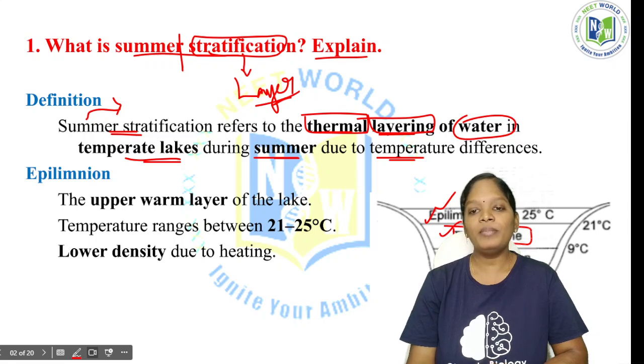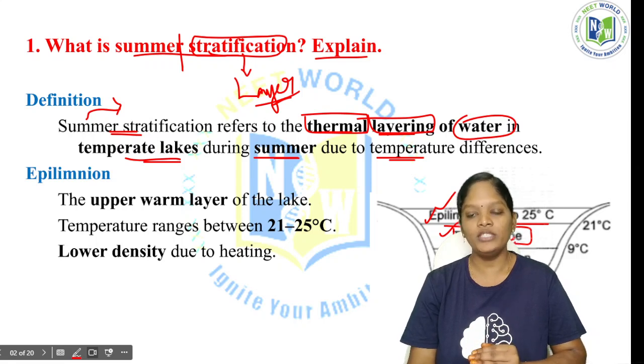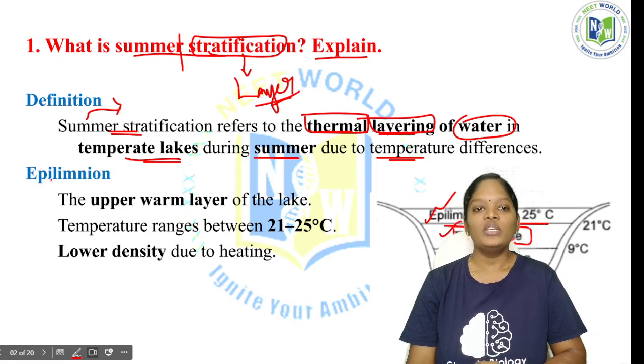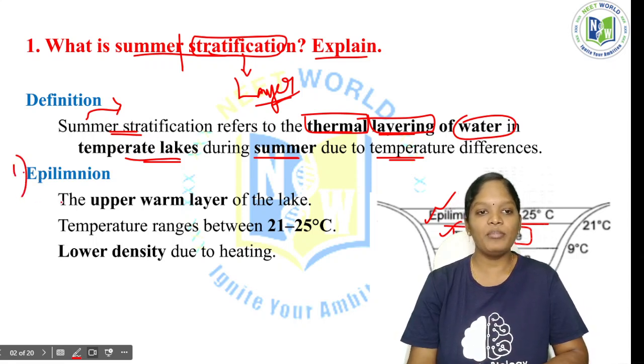The temperature experienced by the epilimnion layer will be 21 to 25 degrees Celsius. The thermocline is the separation layer, and the hypolimnion experiences a temperature of 4 to 7 degrees Celsius. First we are going to discuss each and every layer one by one. The first layer will be the epilimnion.